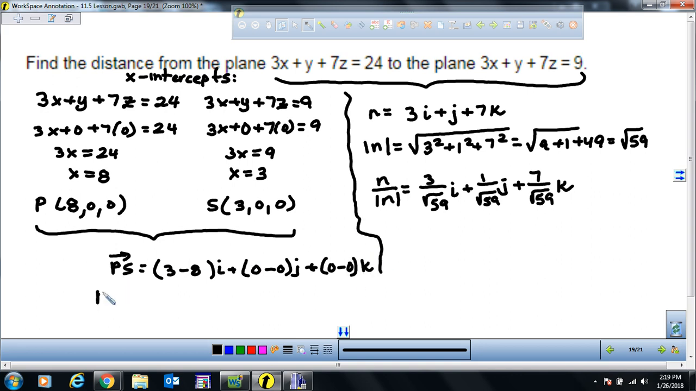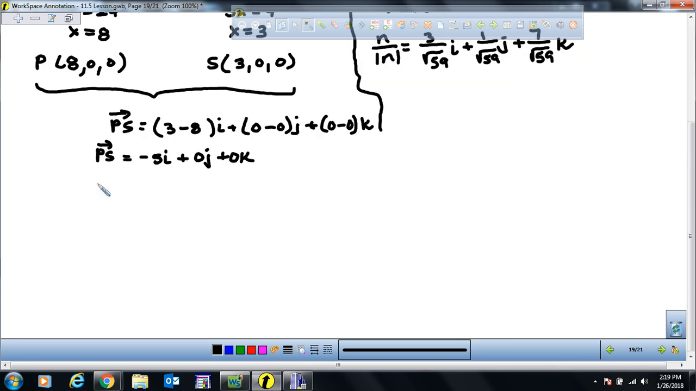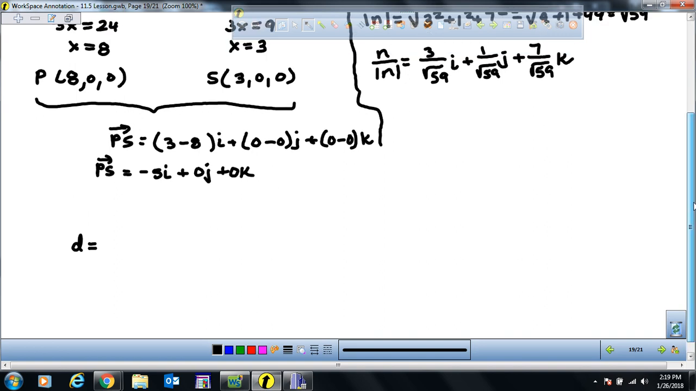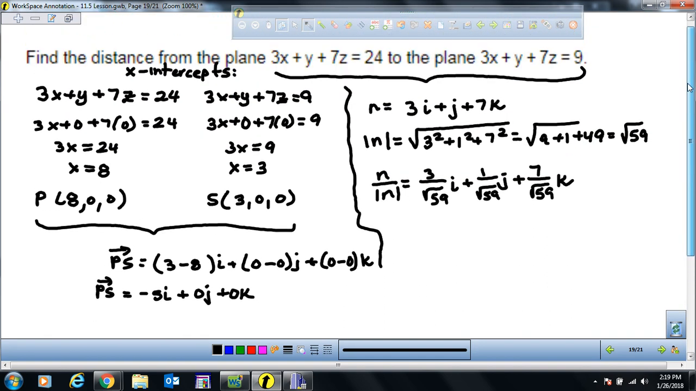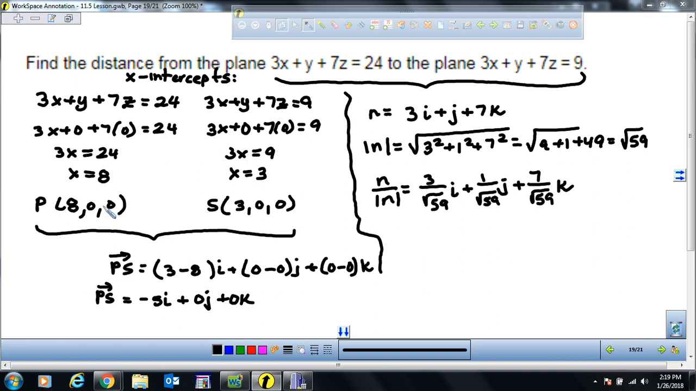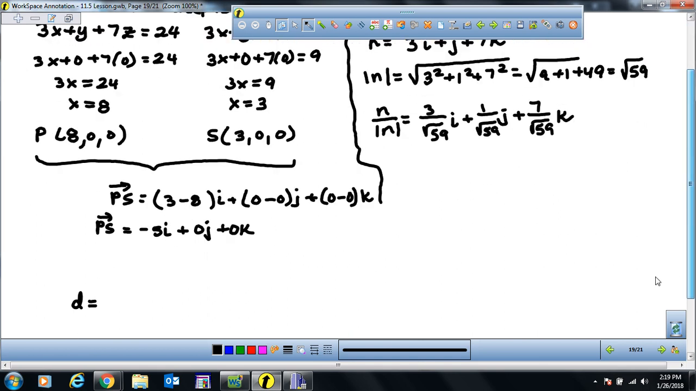Right? And that gives us the vector PS, which is going to be negative 5i plus 0j plus 0k. And now we are ready to go. How do we find the distance? Basically, we're going to use the formula for the distance from a point to a plane. So we're finding the distance from this point P, or this point S, to that plane 3x plus y plus 7z equals 9. That's exactly what it's going to do using the formula.